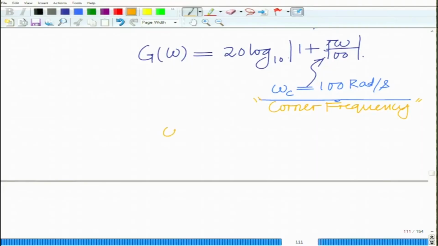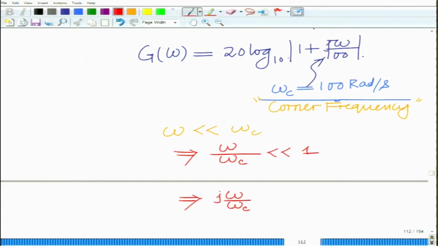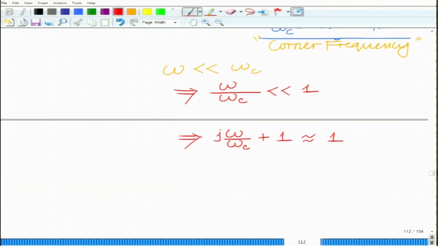So, consider the case when omega is much smaller than omega c. This obviously implies omega over omega c is much less than 1, which implies 1 plus j omega over omega c is approximately equal to 1. So, I can ignore the j omega over omega c, or omega over 100. Remember, the corner frequency omega c in this case is equal to 100.